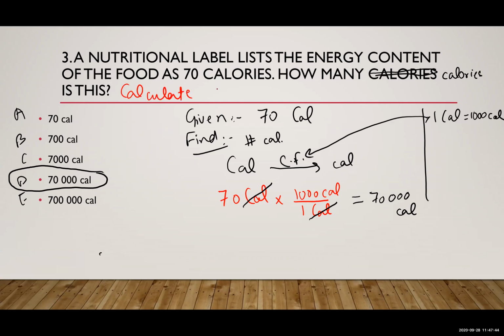Calculate how many joules is this. So now you need to convert this into joules. And remember, 1 lowercase calorie is equal to 4.184 joules. Give it a try and then we'll solve together, okay? I'm gonna give you a couple of minutes to think about it.